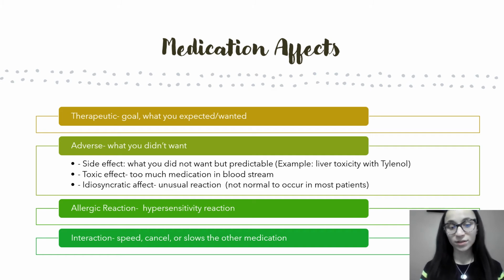There are 3 types of adverse reaction. Number 1, you have a side effect. So a side effect is something you know it could happen, but you don't want. For example, with Tylenol, one of the side effects is liver toxicity. So if it affects your liver, that's a bad side effect, but you knew it could happen because that's what happens from taking Tylenol.